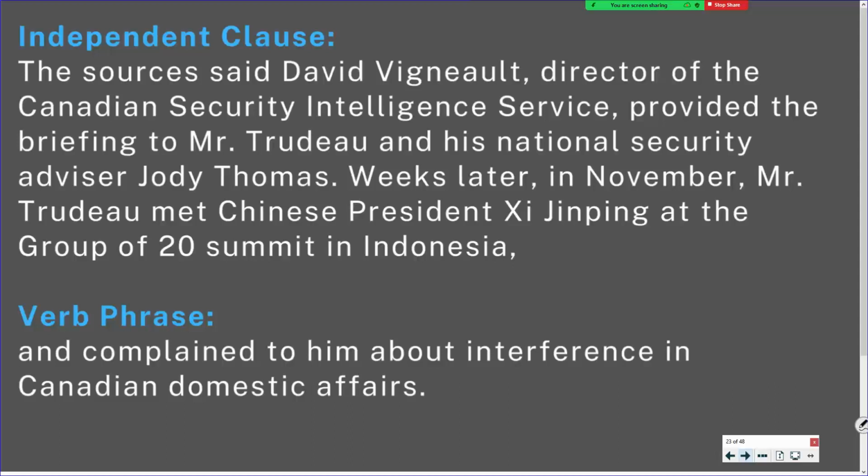So we've got an example of some additional information. They've used commas to do that. They could have used brackets, but in this case they use commas to block off the additional information, and complained to him about interference in Canadian domestic affairs. Again, we've got the comma and the and, right? Anytime we use one of those conjunctions, the word and is a conjunction. It's a building block piece that combines elements of two sentences.